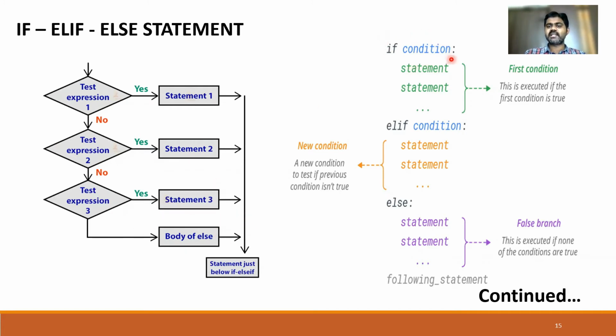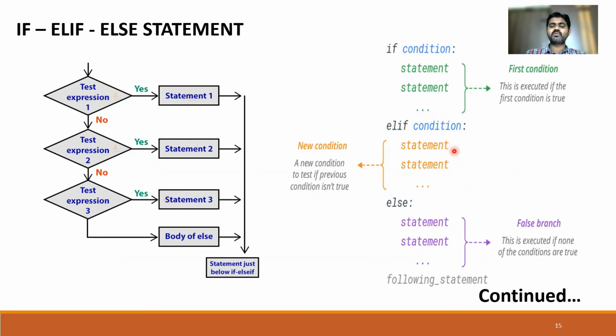Okay, so if condition colon, we have different statements. This is the first condition. This is executed if the first condition is true. Elif condition: this is a new condition, a new condition to test if the previous condition is not true. So if the above condition is not true, then we'll go for the else if condition. So we are going to check this condition.